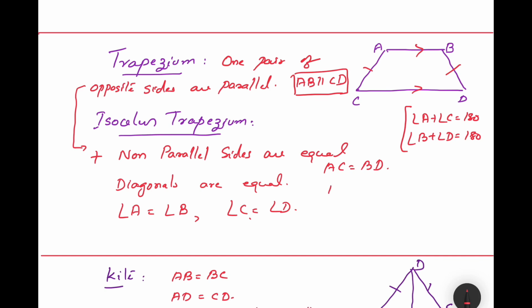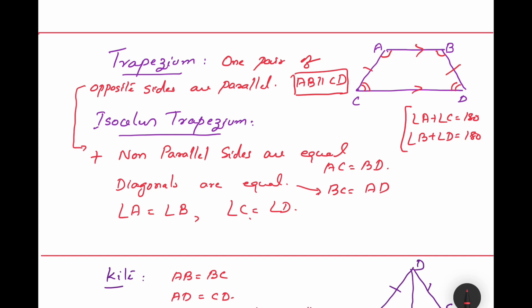That is, BC equal to AD. And also the angles, angle A will be equal to angle B and angle C will be equal to angle D. So, these are the properties of an isosceles trapezium. These properties we will be proving later.